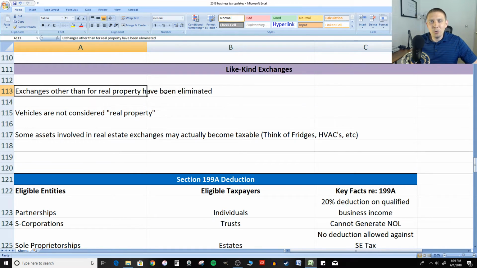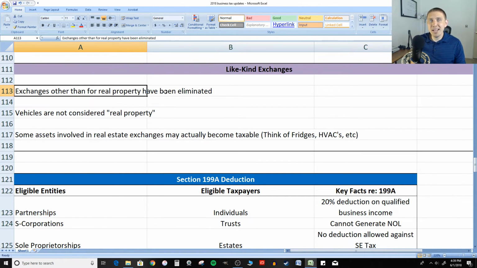Like-kind exchanges. Oh, guys, this is some big changes here. Exchanges other than for real property have been eliminated. So personal property. So what I see a lot is people will trade in, especially in a business environment, their trucks or other business vehicles or machinery and equipment. Well, you can no longer do a trade-in on those items and defer the tax on those. You're going to have to pay tax at that point in time when the item is disposed of.